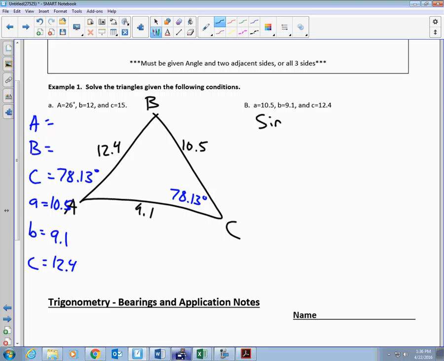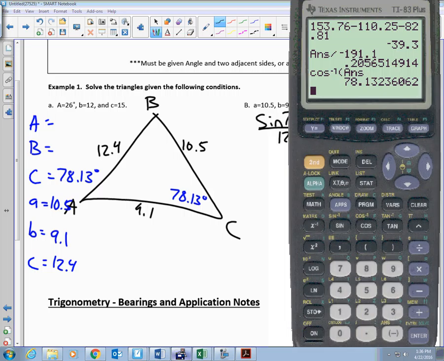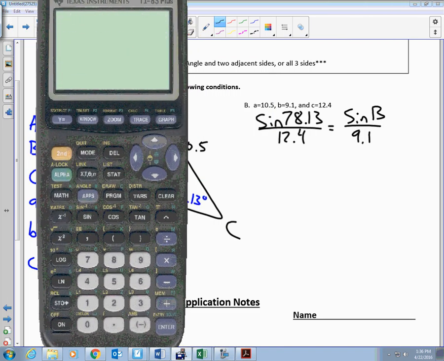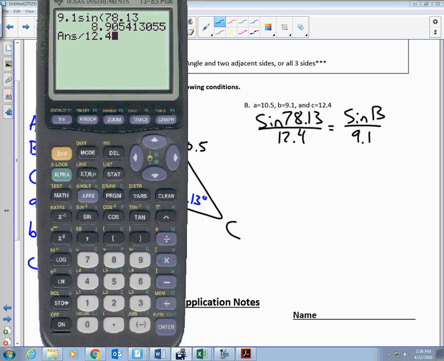So, sine of what? What angle do I know? 78.13 divided by its opposite side, 12.4, is equal to, which angle would you like to find? B, okay. Am I solving for a side or an angle? So you would be doing sine or sine inverse? Sine inverse. So 9.1 times the sine of 78.13 divided by that 12.4. Can sine be equal to 0.7? Yep.